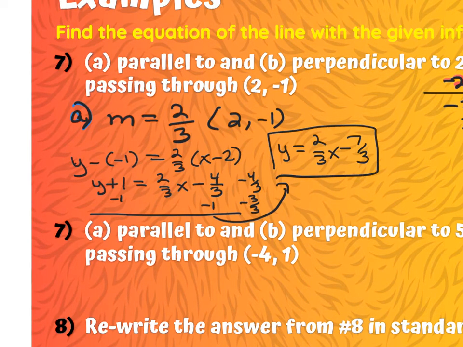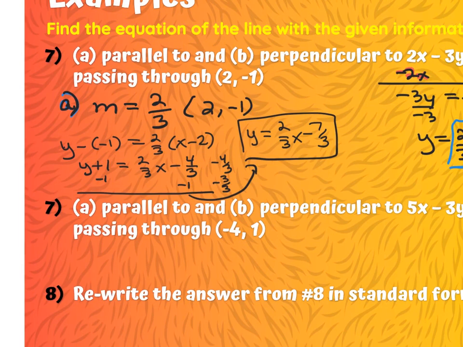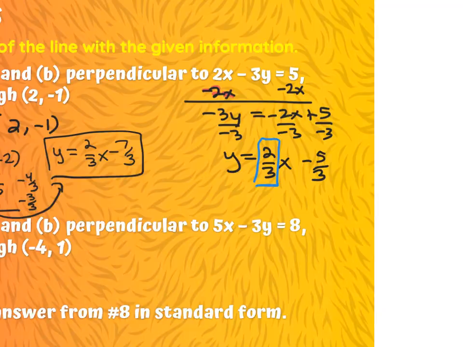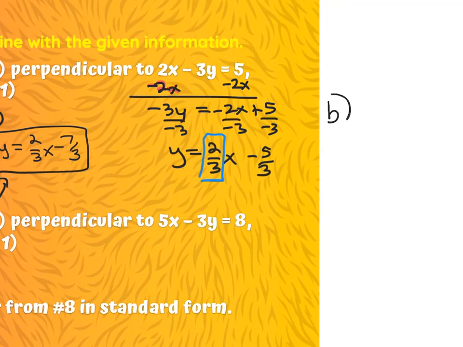Now I'll do the perpendicular. So for the perpendicular line, I'll do it over here to the side. Everybody good on part A? Let me slide it over. So for part B, for the perpendicular, remember perpendicular looks like an upside down T. That's what the symbol for perpendicular is.